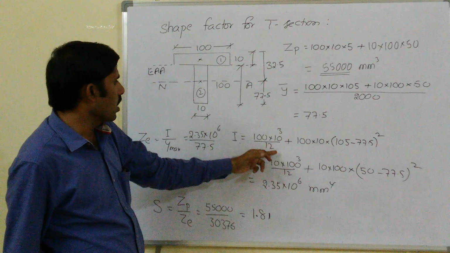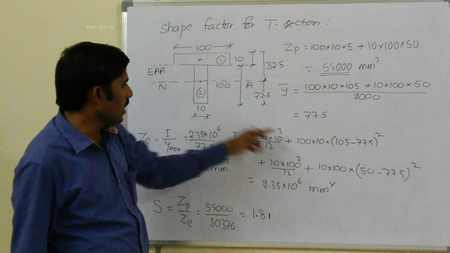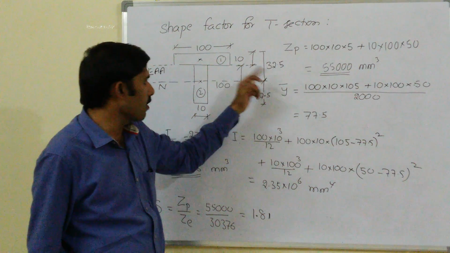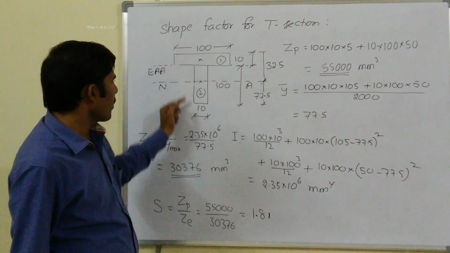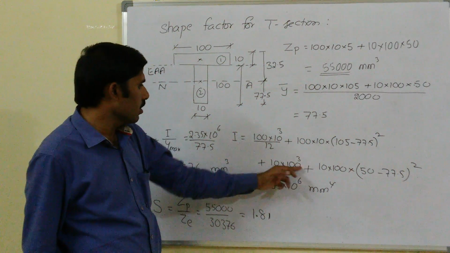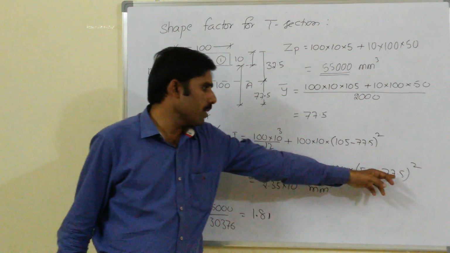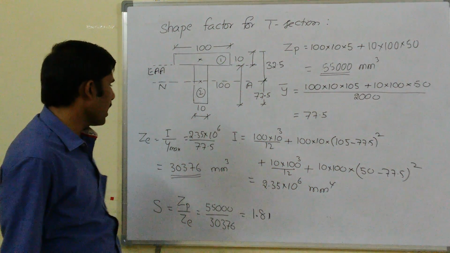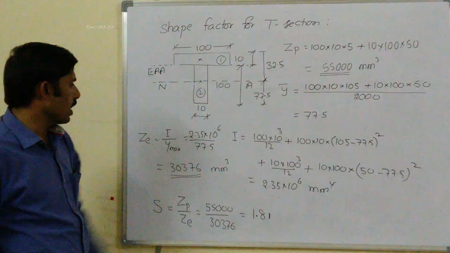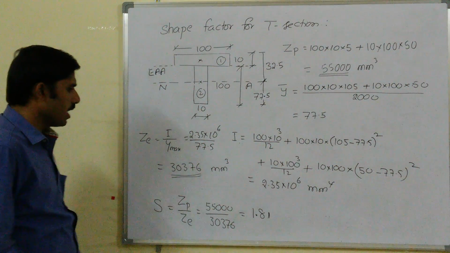So now we can find I very easily. 100 into 10 cube by 12 plus 100 into 10 area, and shifting that, 105 is y1 minus y bar square, plus self moment of inertia of the second rectangle is 10 into 100 cube by 12 plus 10 into 100 is the area, y2 50 minus y bar 77.5 whole square. So we'll get this much I. Y max already we know 77.5. So ZE will be 30,376. Now S is 1.81.